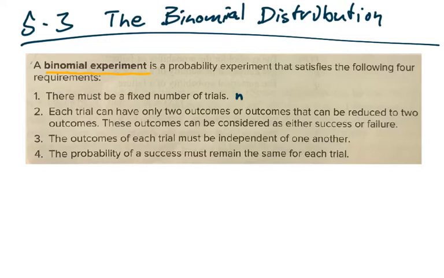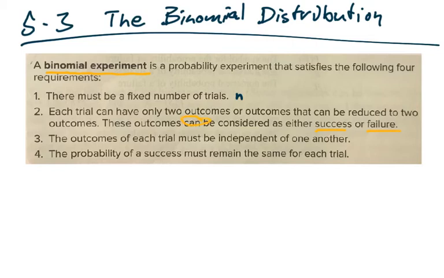So we discussed that, right? There could be a multiple choice test with four choices on each question, but only one of them is right. So you can say you either got it right or you got it wrong. It's either a success or a failure, but you can think of it this way.